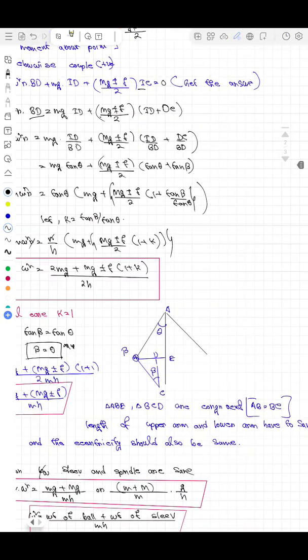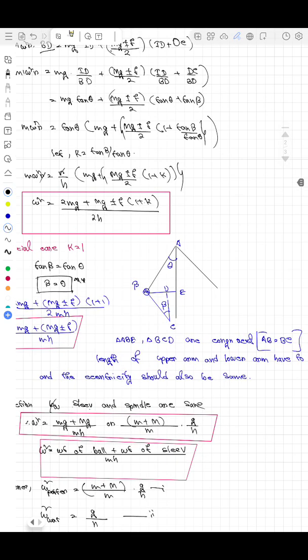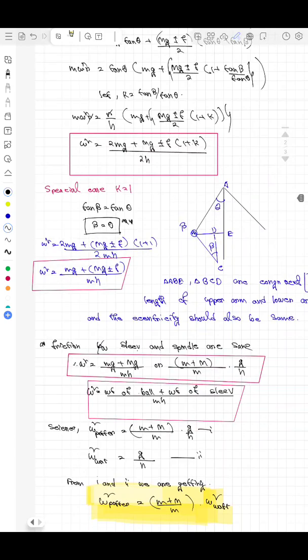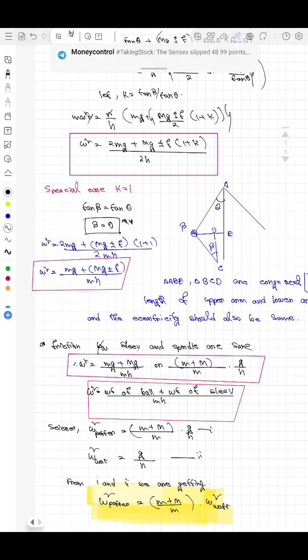In that case, the triangles are congruent. So what will happen? AB equal to BC, and the eccentricity should also be the same. And the friction between the sleeve and spindle is the same. So then friction at the spindle and cylinder are the same, then F will be neglected.